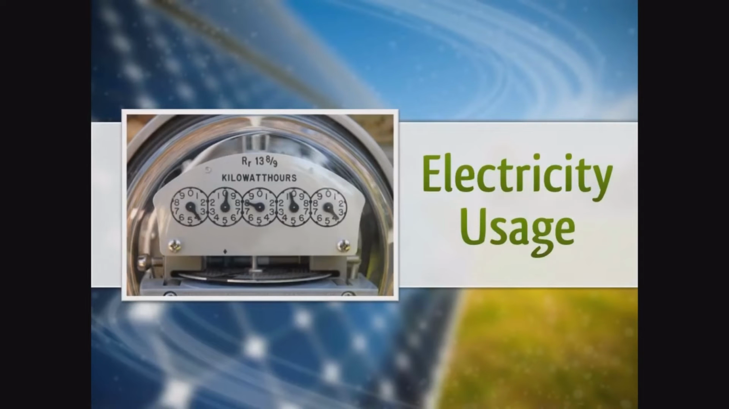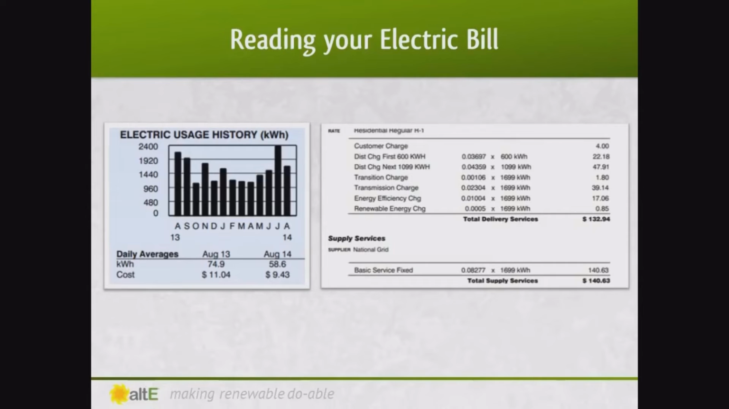So now that we know the basic terms, let's talk about how much power you're using. Most electric companies give you a bill that shows how many kilowatt hours you used that month. They often will show you a 12-month history, so you can compare your usage month by month.